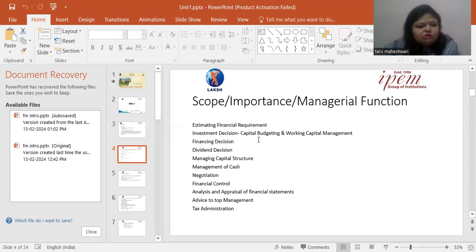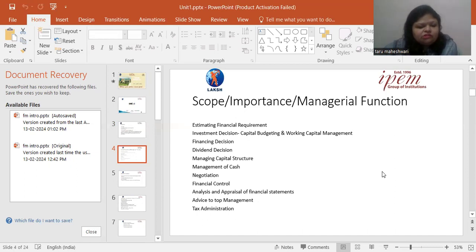Moreover, what is the total long-term and short-term capital required by the companies is another important area, or we can say it is the scope or the importance or the managerial function of finance. The second is the investment decision, that is the capital budgeting decisions and the working capital decision.